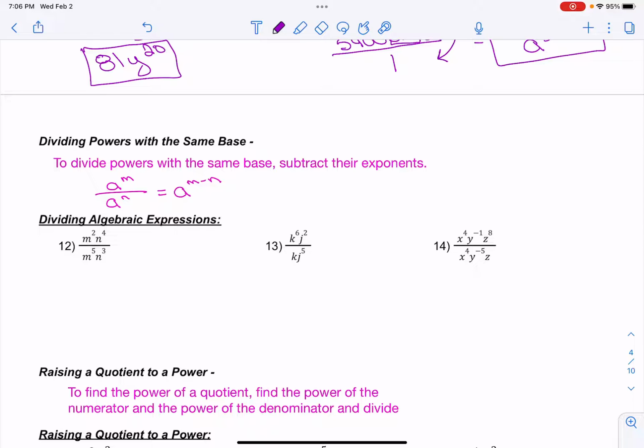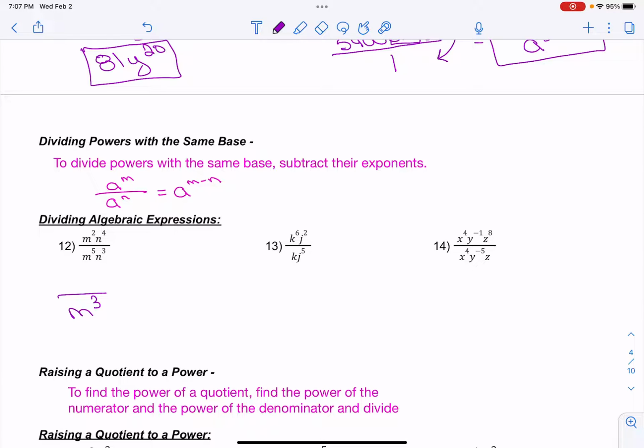We have to subtract since we are dividing. So 5 minus 2 is 3. Now, m to the fifth was our bigger exponent, right? 5 is bigger than 2. So that m to the third power is going to stay in the bottom of your fraction. So our new answer is going to have m to the third on the bottom for sure.